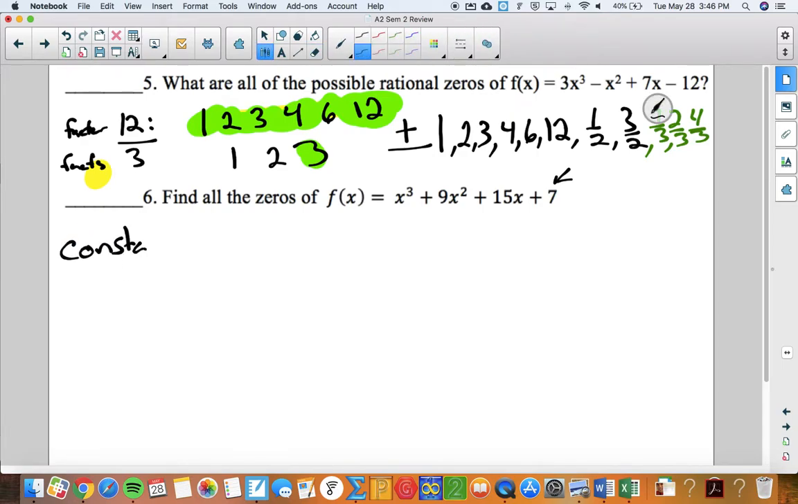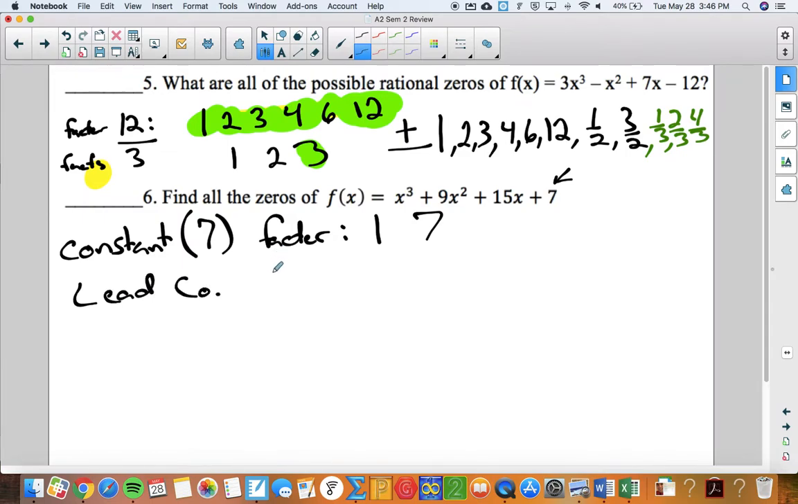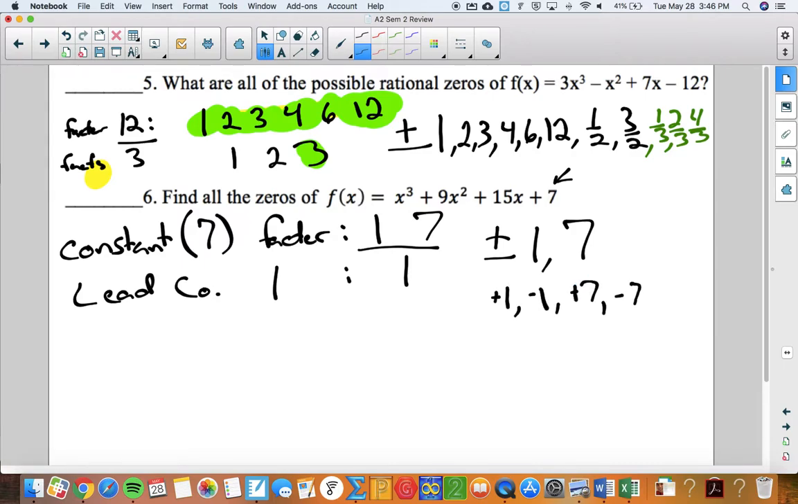Constant, which is 7, factors. Well, that's 1 and 7. And then my leading coefficient is 1. So the factors of 1 is 1 and 1, which is awesome. So I get my new list now, which is positive or negative 1 and 7. So to be clear, my list really is positive 1, negative 1, positive 7, negative 7. There are 4 numbers that I need to check here.